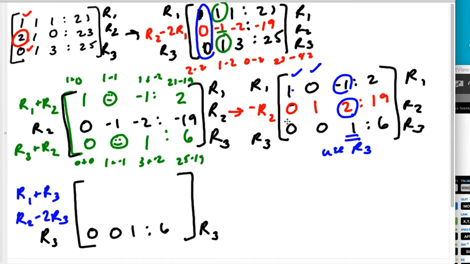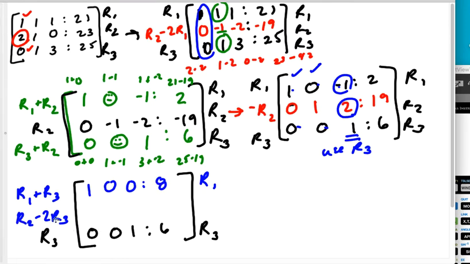Okay, so row 1 plus row 3. Well, that's going to be a 1 plus a 0, which is a 1. It's going to be a 0 plus a 0, which is a 0. And it's going to be a negative 1 plus a 1, which is a 0. It's going to be a 2 plus a 6, which is an 8. Right? So there's my new row 1, and I'm pretty sure that tells me that Maya, who was the first person, makes $8, right?